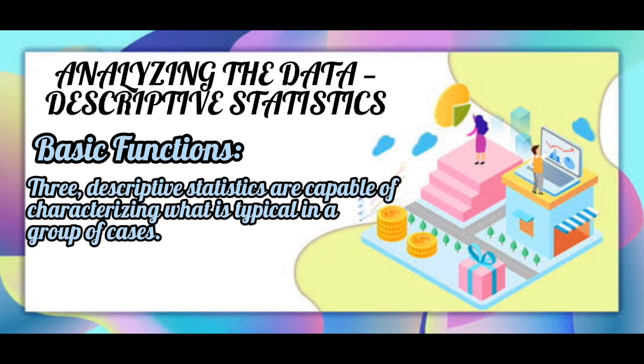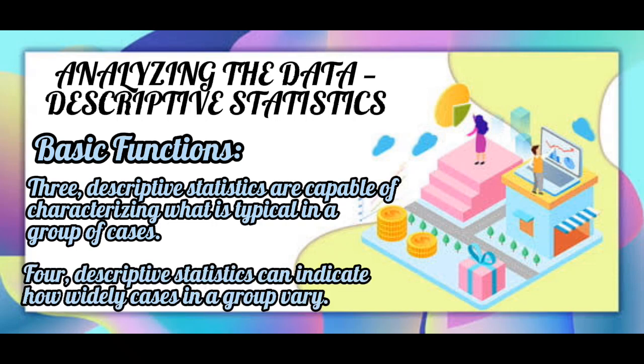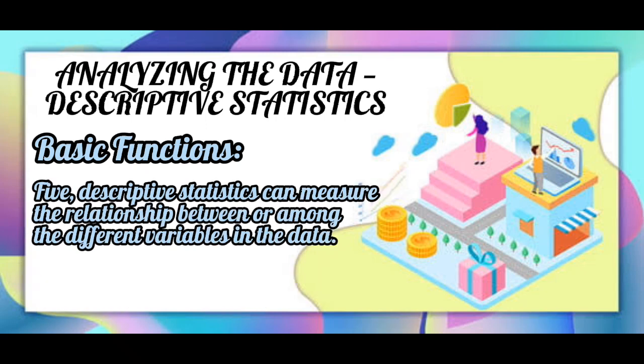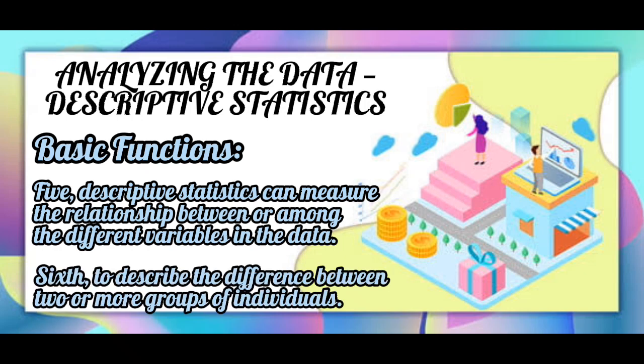3. Descriptive statistics are capable of characterizing what is typical in a group of cases. 4. Descriptive statistics can indicate how widely cases in a group vary. 5. Descriptive statistics can measure the relationship between or amongst different variables in the data. Lastly, to describe the difference between 2 or more groups of individuals.